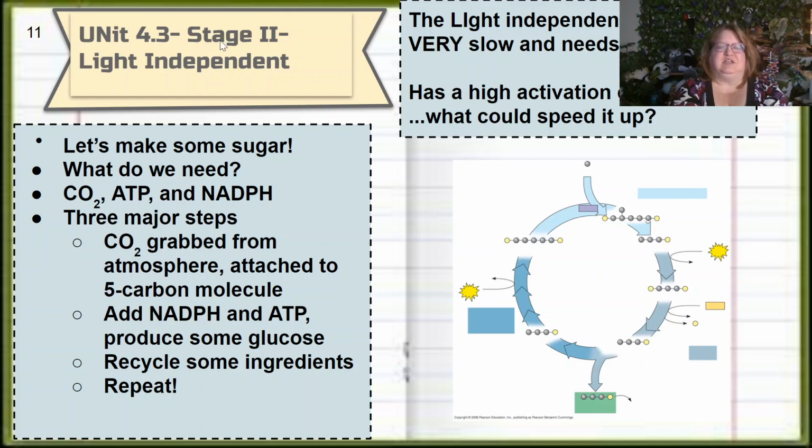So this is going to be the second stage of photosynthesis, the light independent reaction. This is happening in the stroma of the plant. And the goal of the light independent reaction is to make some sugar, some glucose. That's been the goal all along, but we haven't seen it yet. We've seen ATP, NADPH, but we haven't seen glucose yet. And so this is going to be what happens in our light independent reaction.